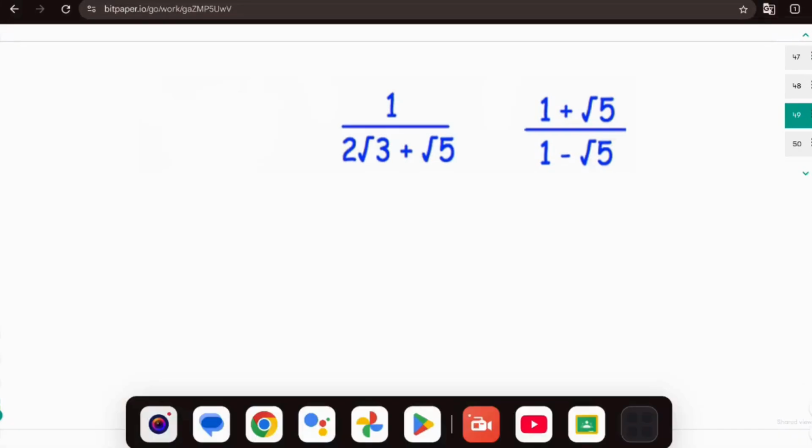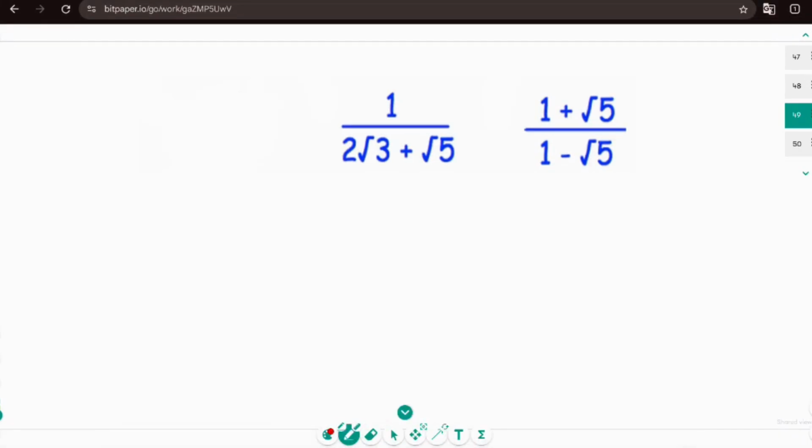Question 2. Okay, so for this next question, we're going to multiply the denominator by 2 root 3 minus root 5, and the numerator by the same thing. Numerator, pretty straightforward. 1 times 2 root 3 minus root 5 is just 2 root 3 minus root 5.